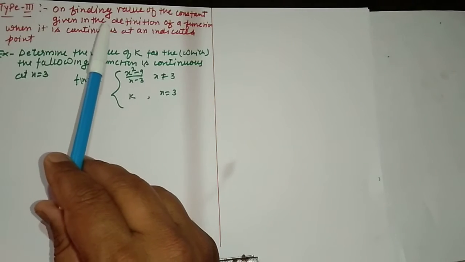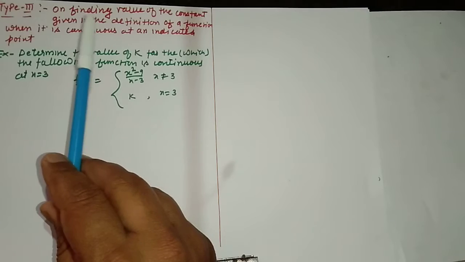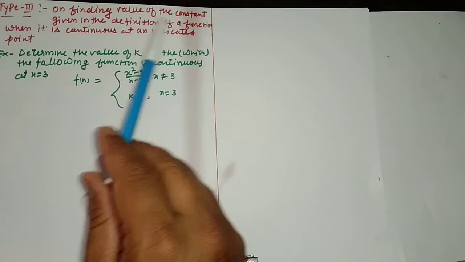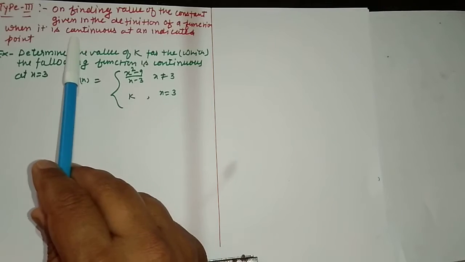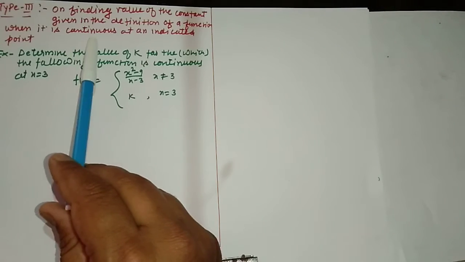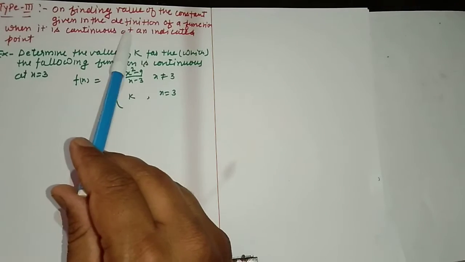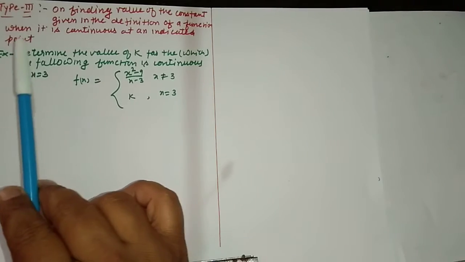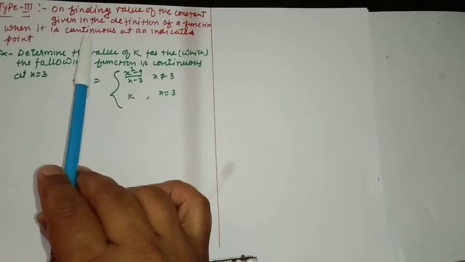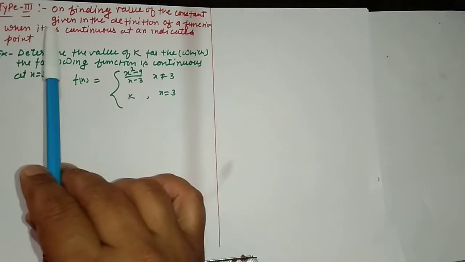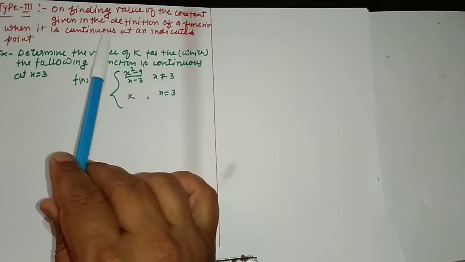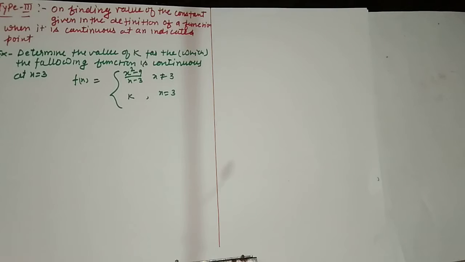Clear? So what we have to do in this one is find the value of a constant. A constant will be given to us, and we have to find its value. One more thing is given: the function is continuous. The function is already given as continuous here, and we have to find the value of the constant. Clear? Okay, let's clear our concept about this by using an example.